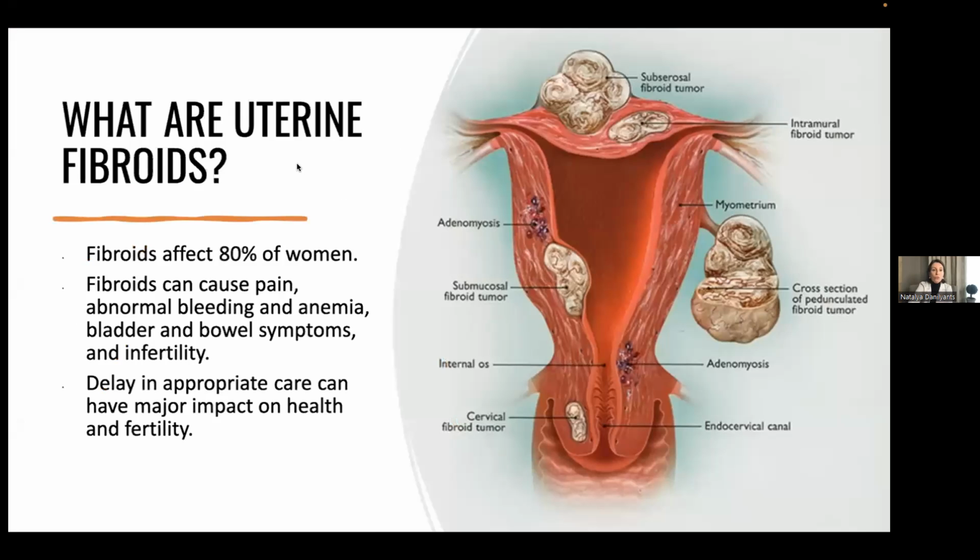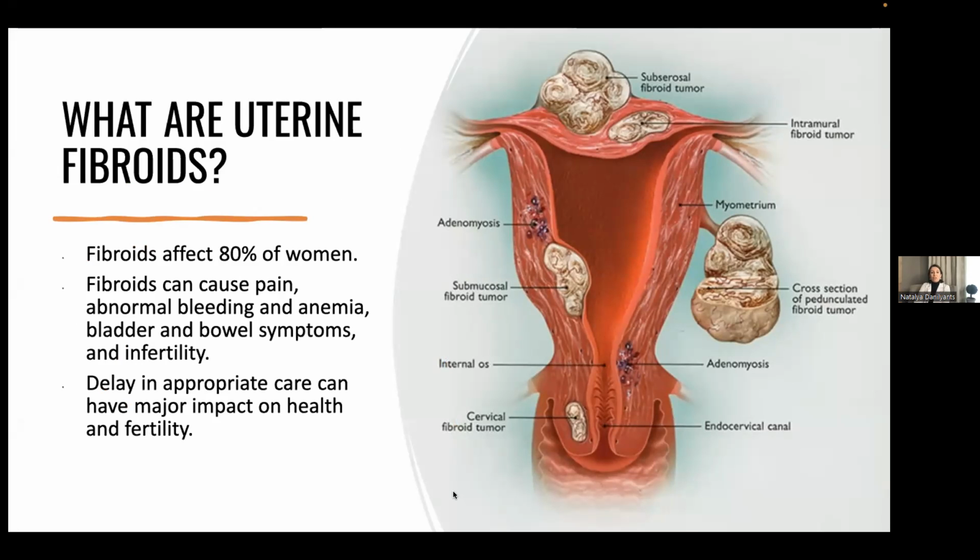All right, so what are fibroids? Most of you probably know that fibroids are very, very common. They affect 80% of women. They cause various symptoms, but some patients will say, I don't have any symptoms, right? But typical symptoms include pain, abnormal bleeding, which can lead to anemia or low blood count, bladder and bowel symptoms like frequent urination, constipation, lower back pain, or infertility.